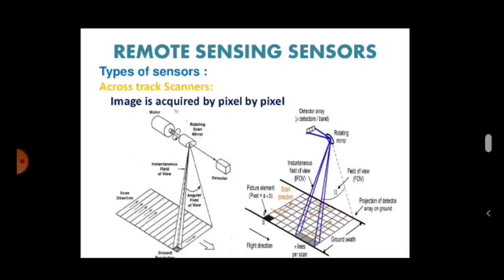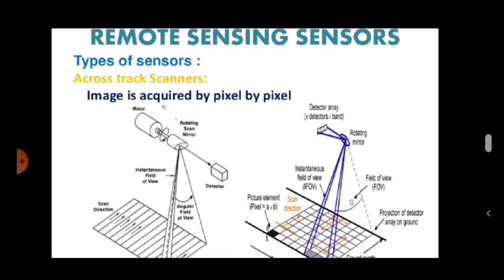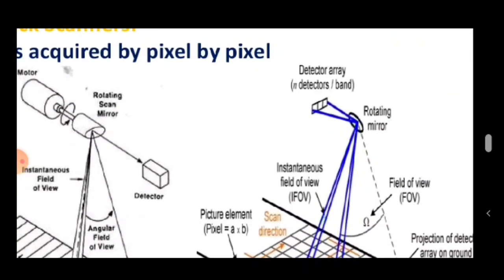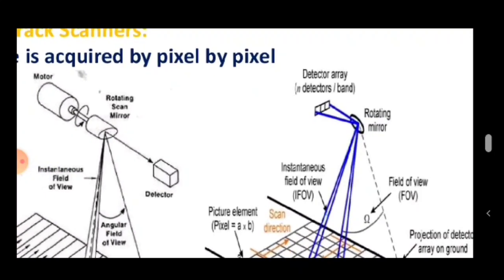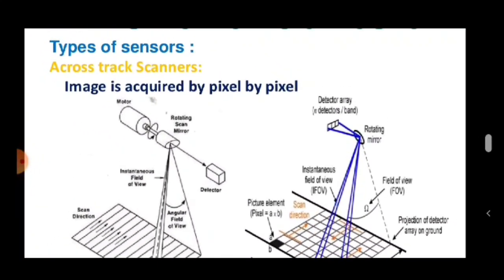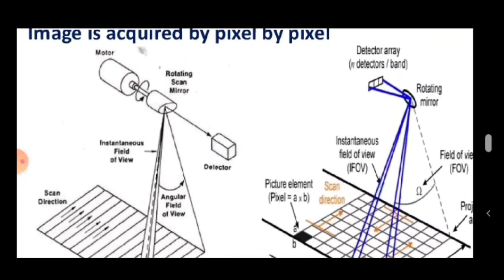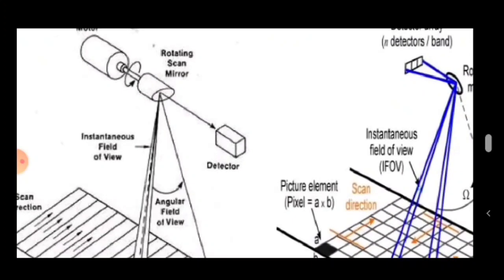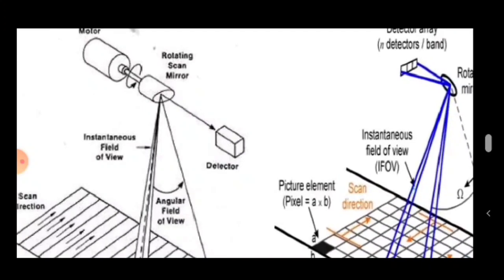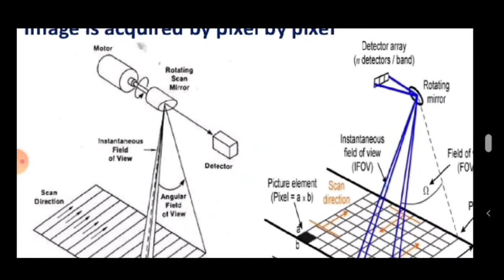Then also the instantaneous field of view of the sensor, as you see in this figure. Also, the altitude of the platform determines the ground resolution cell, as you see in the figure. The angular field of view, which is mentioned here, is the sweep of the mirror, measured in degrees, used to record a scan line and determines the width of the swath.